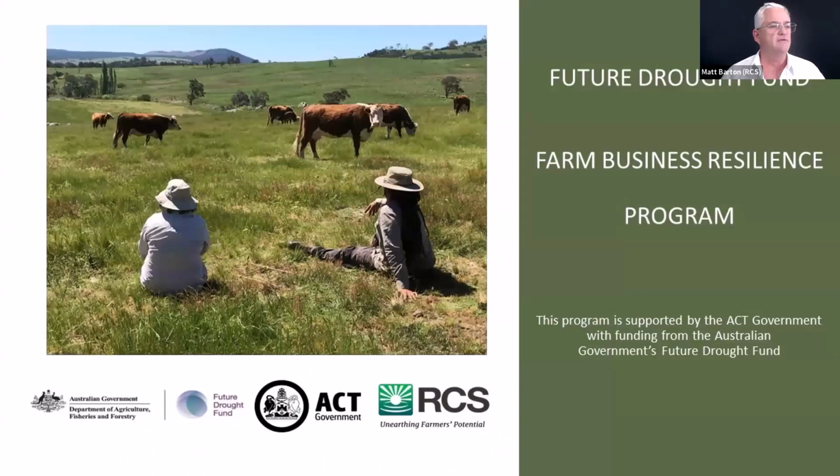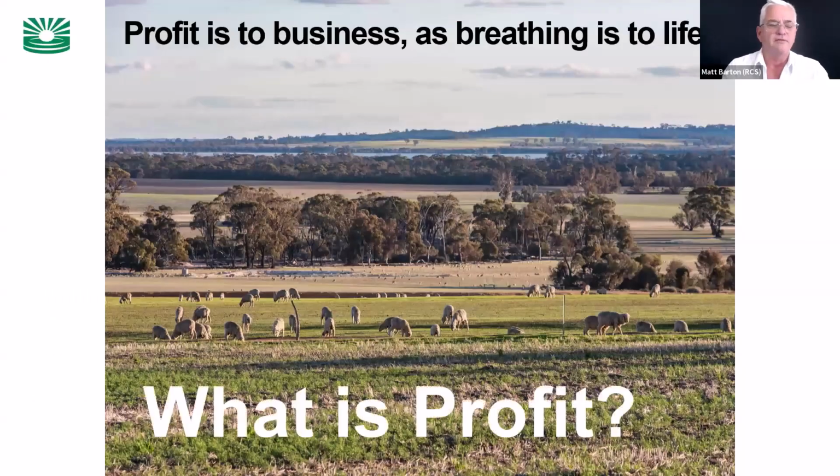ACT-NRM. And we're going to talk about business profit, which is probably a very important part of any agricultural business. And the first cab off the rank is, what is profit? Because profit is to business as breathing is to life. So we've really got to start nutting down to what are the parts of profit that we need to understand and to work with.